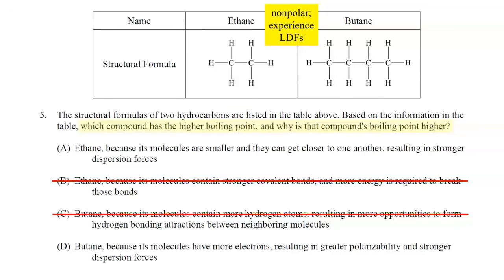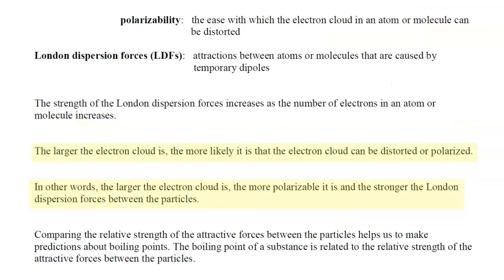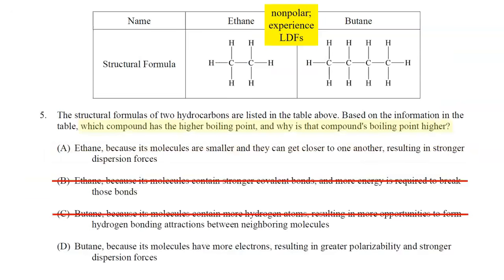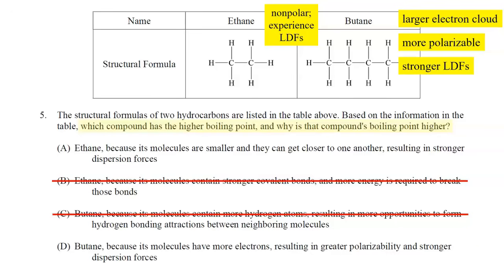And so what it comes down to in question 5 is very similar to what I had mentioned in question 4, in that the molecule that has the larger electron cloud is more polarizable and would experience stronger London dispersion forces between the particles. So the butane molecule has a larger electron cloud than the ethane molecule. It's more polarizable. Butane would experience stronger London dispersion forces, and you would expect butane to have a higher boiling point than ethane.